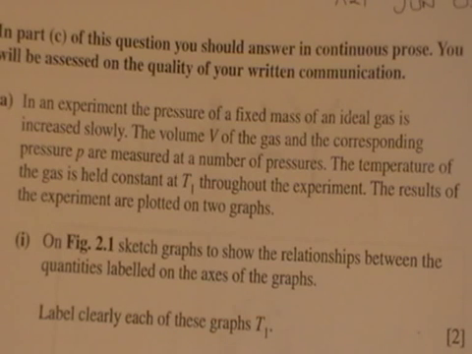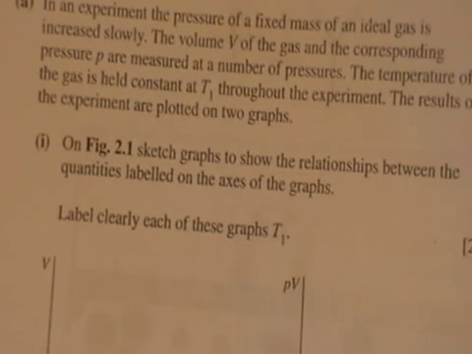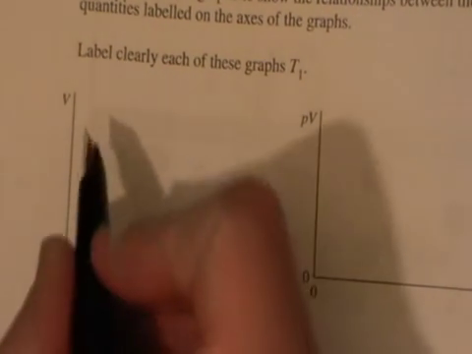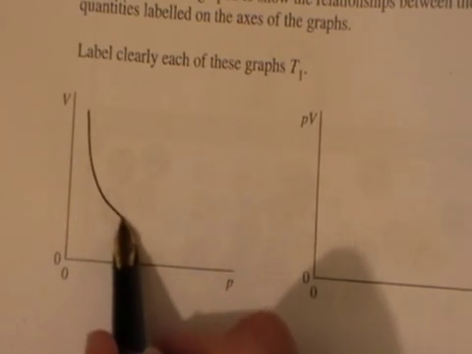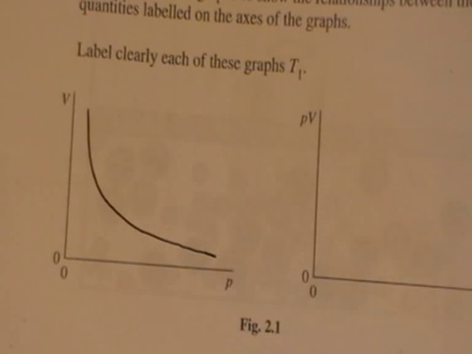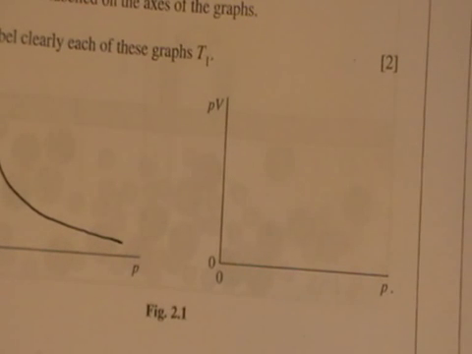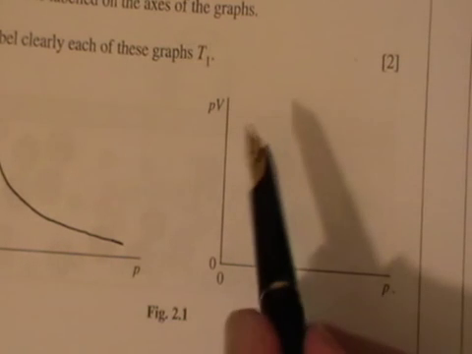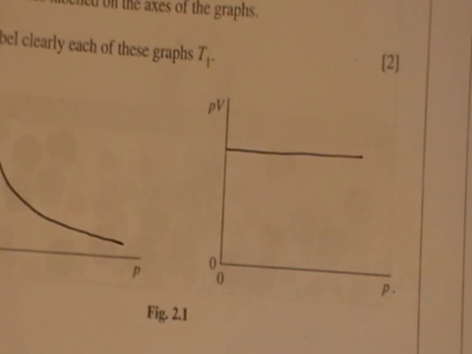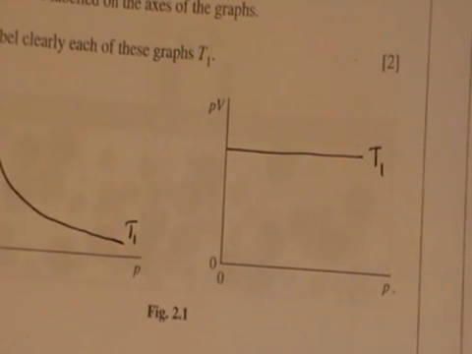The results of the experiment are plotted on two graphs. On figure 2, sketch graphs to show the relationship between the quantities labelled on the axis. So we have V against P, and that is going to be a fairly simple inverse relationship. And then we have PV against P. Well, what Boyle's law tells us is that PV is equal to a constant, so even if the pressure changes, this is a constant, therefore that's going to be a straight horizontal line going across. Label the quantity each of these, so that's T1 and that's T1 there.